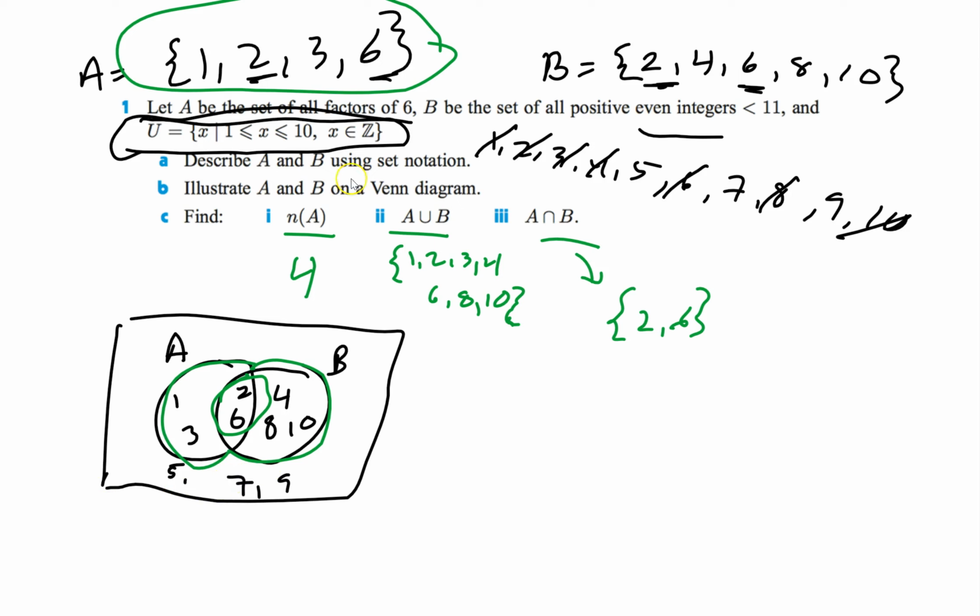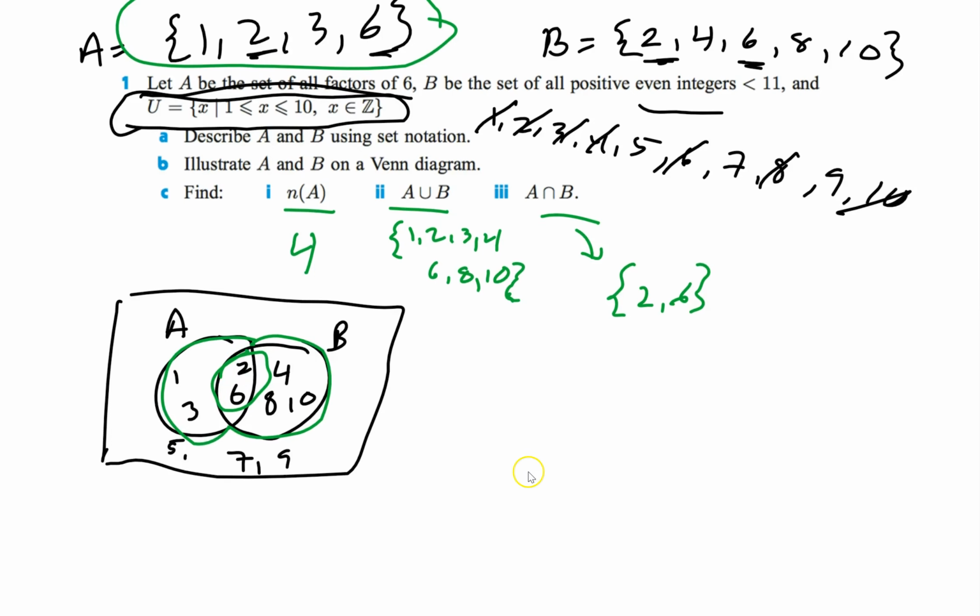And then from there you just solve basic things, right? Number of terms, it says how many are there. Union means anything in the circles basically, and intersection means anything in the middle circle they share. Okay, let's move on.